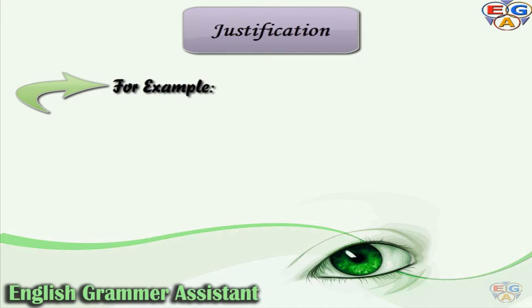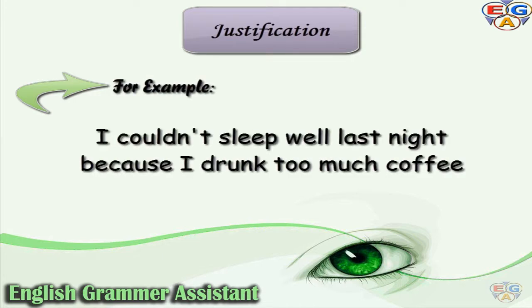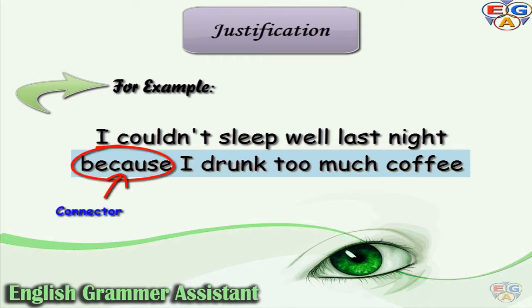Justification. For example, I couldn't sleep well last night because I drank too much coffee. Because I drank too much coffee, here is the adverb clause. It acts as a justification for the main clause. The connector of this adverb clause is because.